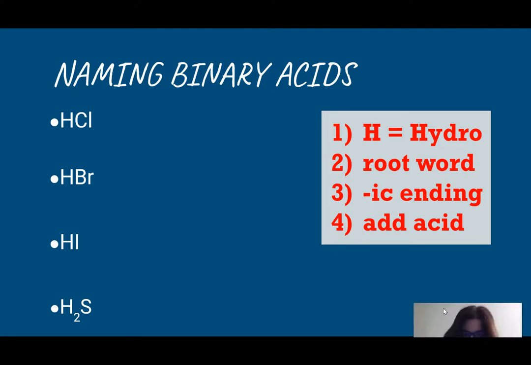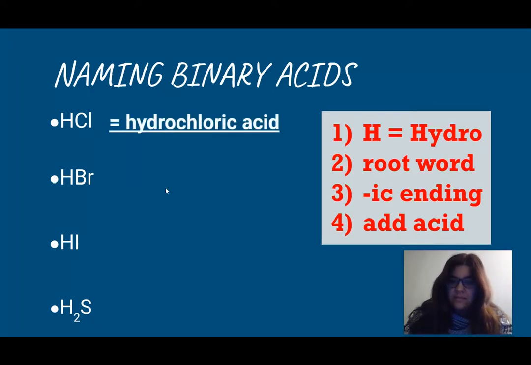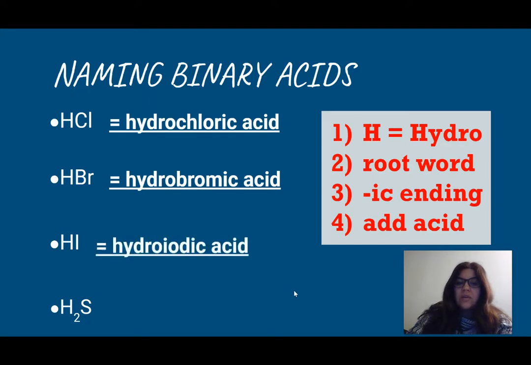So let's go over it together. So HCl, first thing we want to write down is hydro, then our root, which is chlor, we're adding "ic", and then acid, so it's hydrochloric acid. For HBr, it's going to be hydrobromic acid. HI is going to be hydroiodic acid, so that's iodine. We took that root, we got rid of the ine part, and we just added "ic" and acid. And then our last one is going to be hydrosulfuric acid.